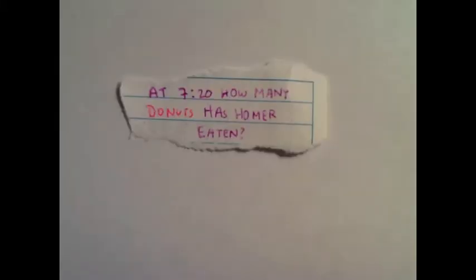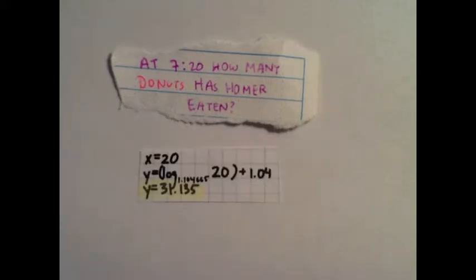Using our logarithmic equation, at 7:20, how many donuts has Homer eaten? So we just take the logarithmic equation we created earlier and put in 20 for x because it's 20 minutes after 7 o'clock. Therefore, our equation is y equals log base 1.104665 of 20 plus 1.04. When we solve that equation, we get y equals 31.35. So, at 7:20, Homer has eaten approximately 31 donuts.